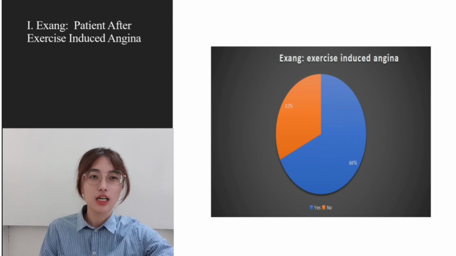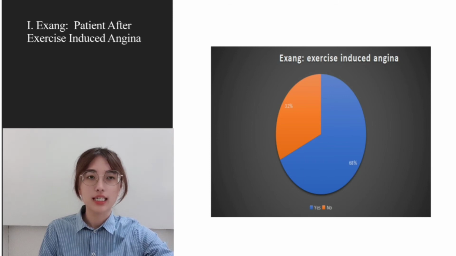From the information given in the pie chart, 68% of patients got angina due to exercise. These are 102 patients, which is 68% of the 150 respondents who got angina due to exercise. However, there are 32% of patients, which is 48 people, who did not have angina caused by exercise.